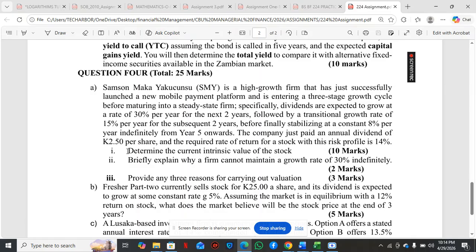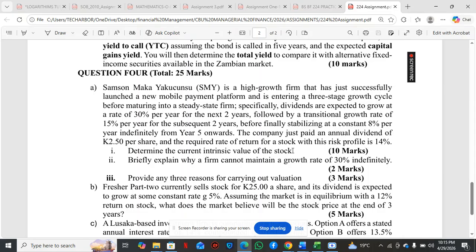Number one, determine the current intrinsic value of the stock. So, as I said, this is on valuation of equity, right? Specifically, valuing shares. So, when you're valuing shares, there are three types of questions that they can bring for valuation of shares.